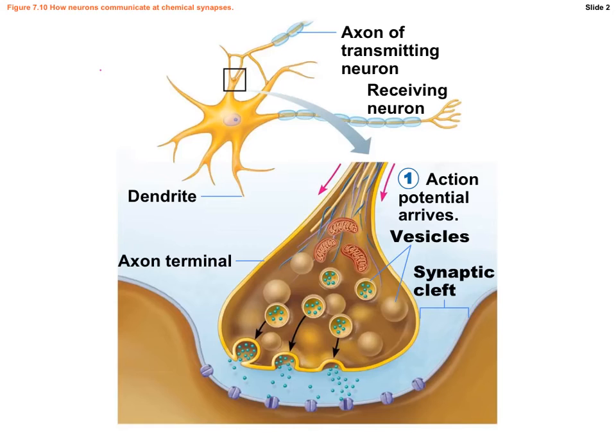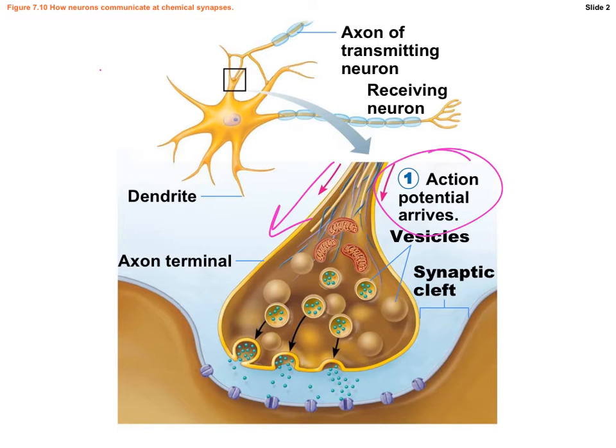Okay, and probably one of your favorite parts of anatomy has to be the steps of a nerve impulse. So we're going to review those now. All right, so I'm going to take you through the steps just to refresh your memory of a nerve impulse. So remember, step one, the action potential arrives at the end of the neuron.